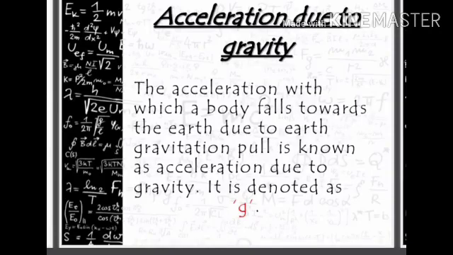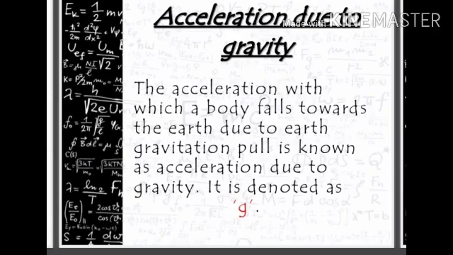After that is acceleration due to gravity. In simple words, we can say the acceleration is due to the earth's gravitational force, therefore it is called acceleration due to gravity. When a body falls towards the earth, it is attracted by the earth towards itself due to a gravitational pull, due to which this acceleration is called acceleration due to gravity, and it is denoted by a small g, while the universal gravitational constant is denoted by a capital G. Their values are also different. The value of g, that is acceleration due to gravity, is 9.8 meter per second square.